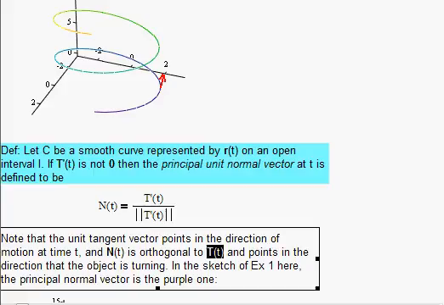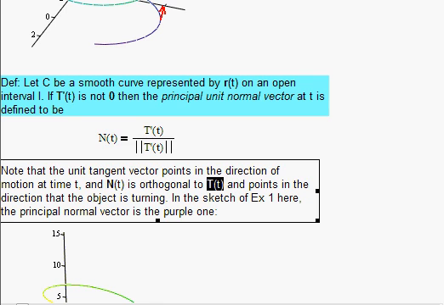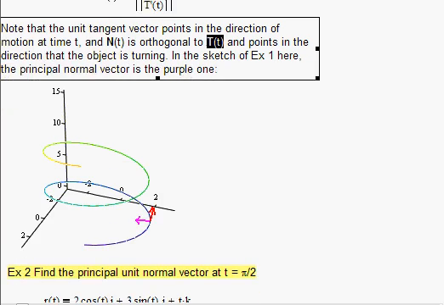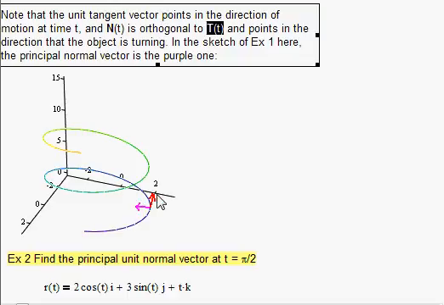And there's an example, example 1. Here we have it. The unit tangent vector is pointing in the direction of motion at t equals pi over 2. The normal vector is pointing the way the object is turning, and you can probably look at the sketch and see that they do look orthogonal to each other. In other words, their dot product would be 0.